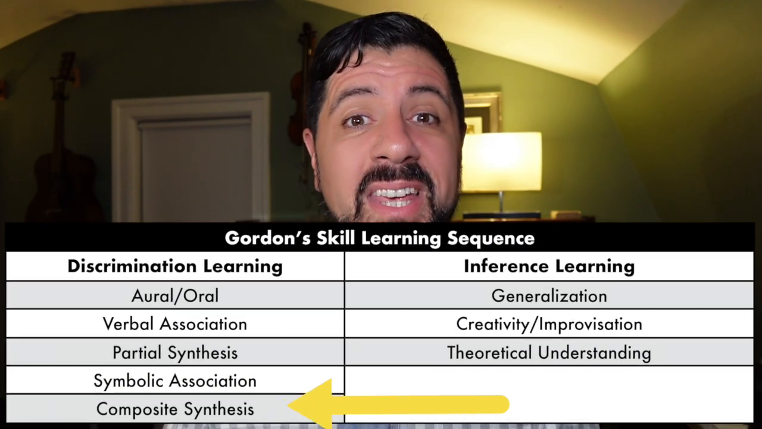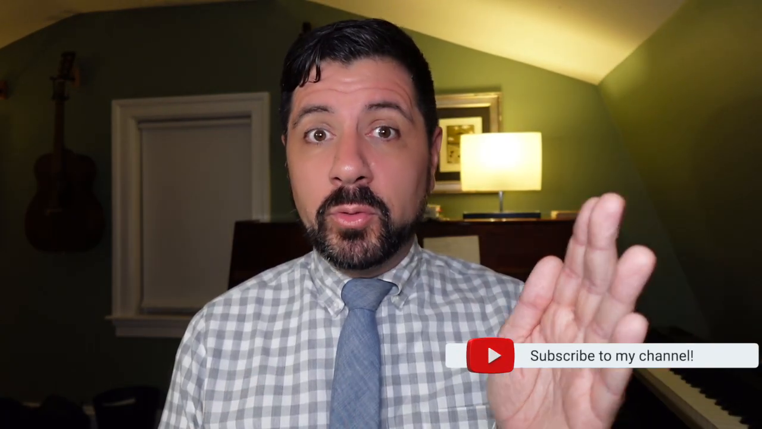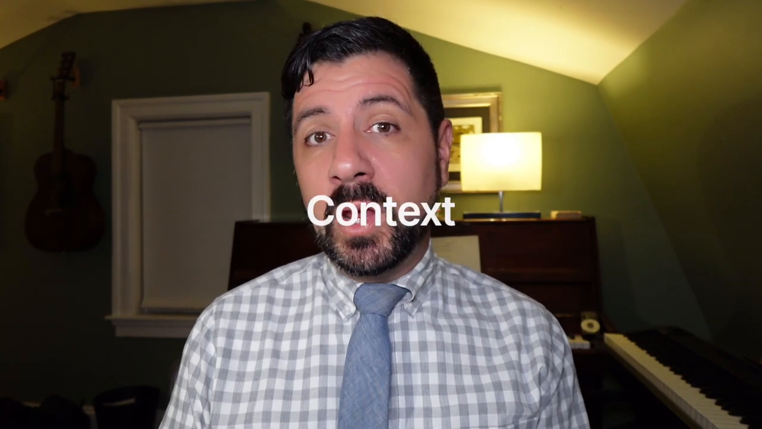And then we come to the composite synthesis level, which is reading at the sentence level, but with understanding. At the symbolic association level, we said to students, this is this pattern, look at it, and read it. Now at the composite synthesis level, things get a little trickier, and we're combining multiple patterns together so students are able to sequence patterns together and bring context to the notation, just as they brought context orally to the patterns at the partial synthesis level.